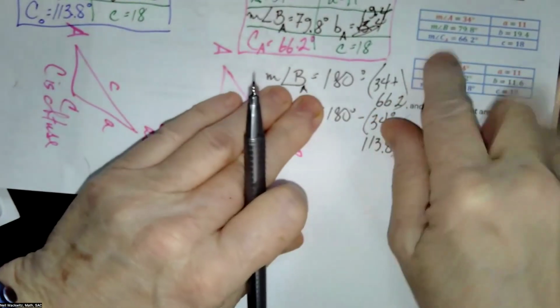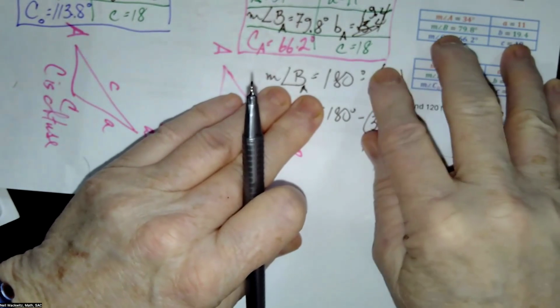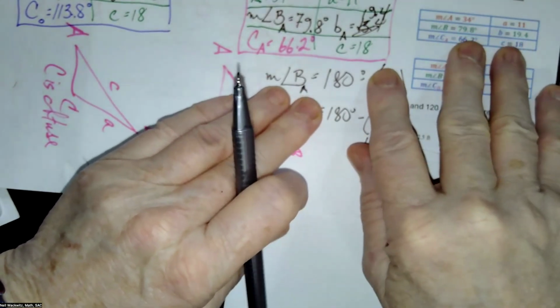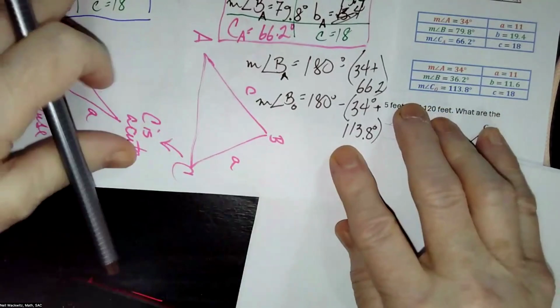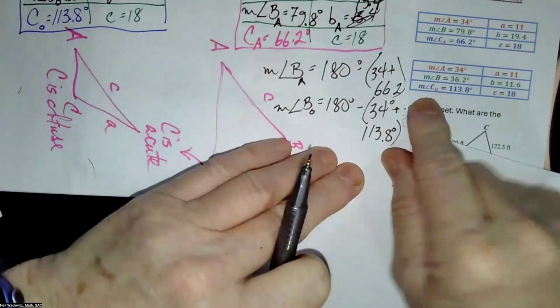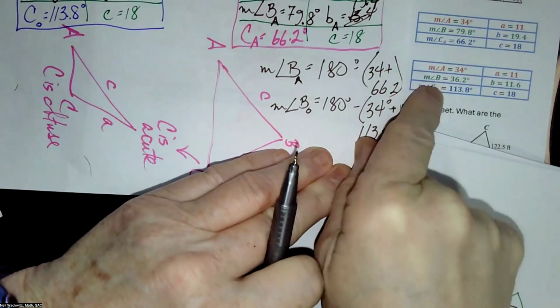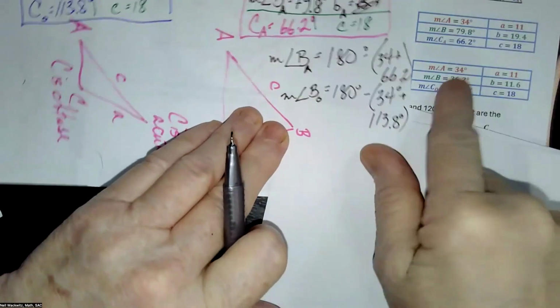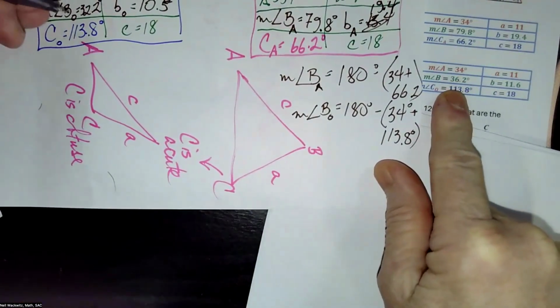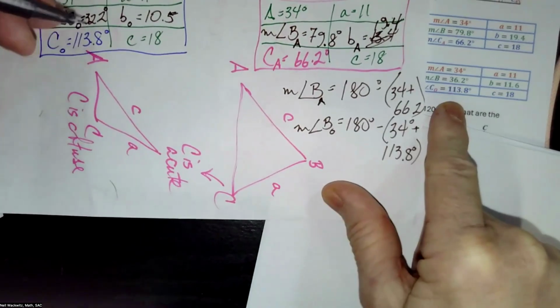And let's check our answers. I don't know why I like to check answers. So we have 19.4 and 79.8, 66.2 and 18. And for the obtuse, I guess I could delineate these better, but I just use the little a and little o inside the table. I need to label them like this. That'd be better. But we have 34, 36 point, wait, 113.8.